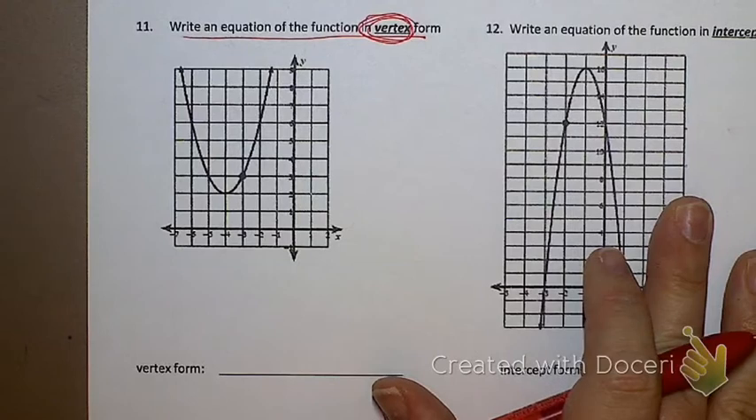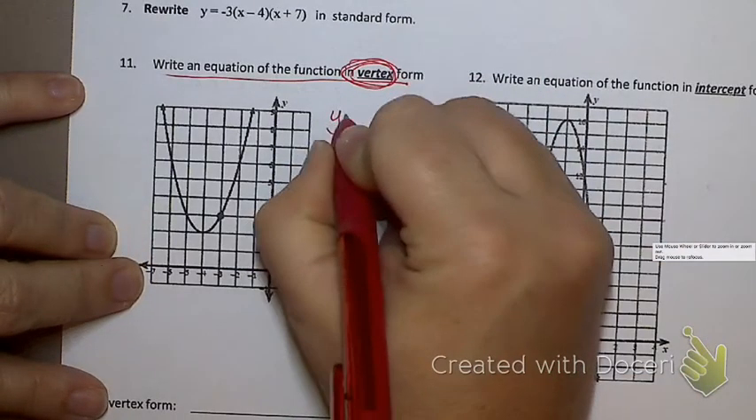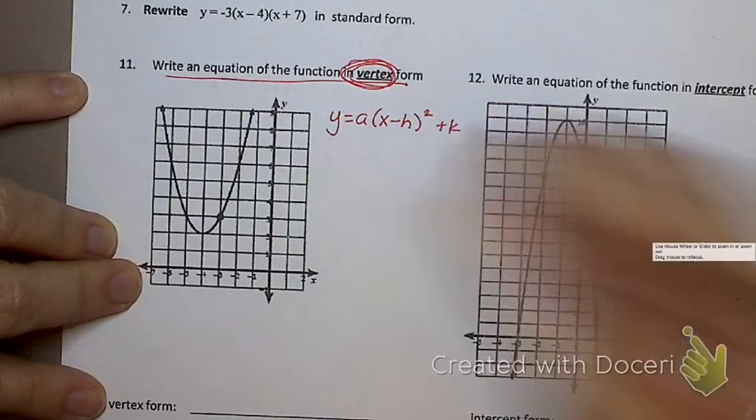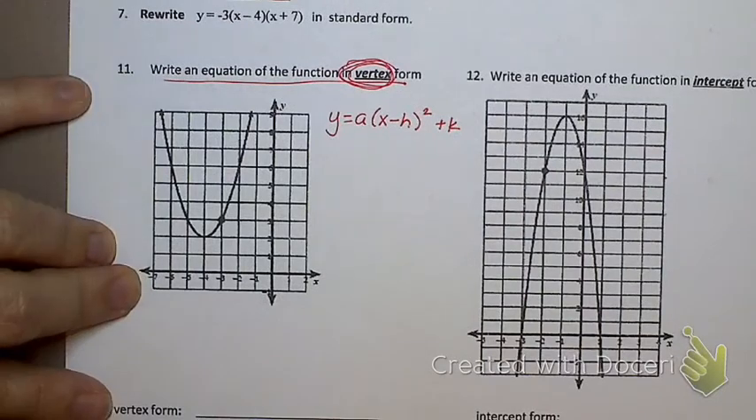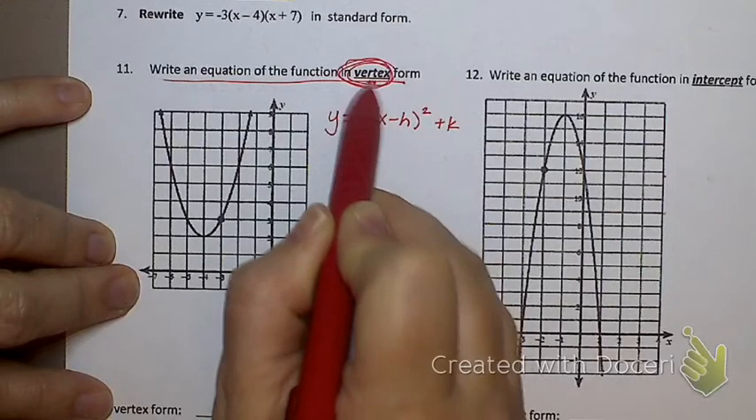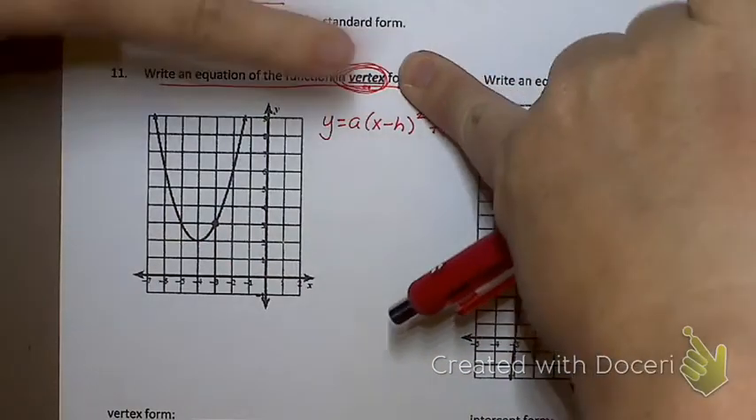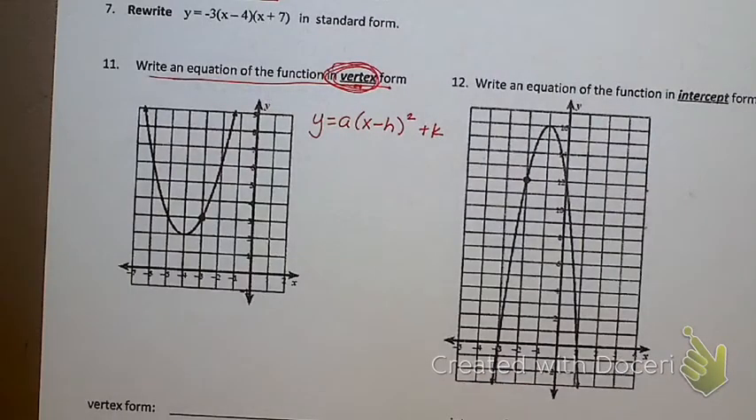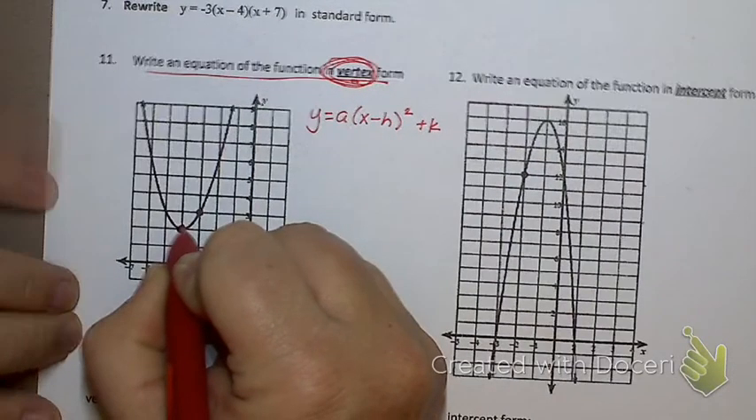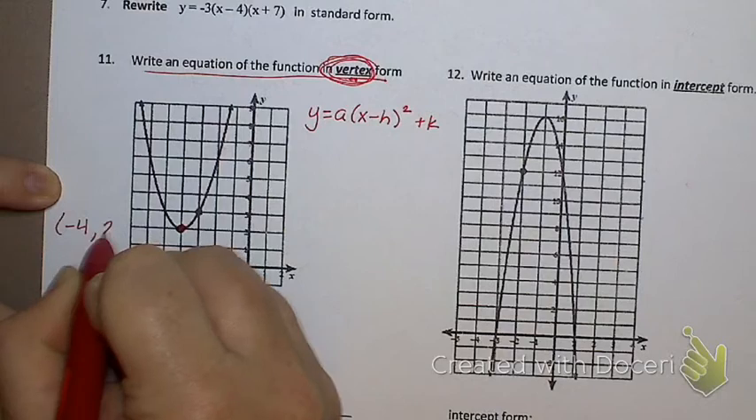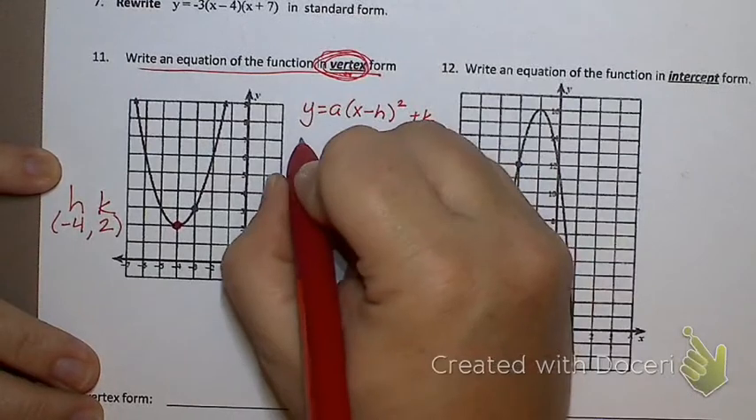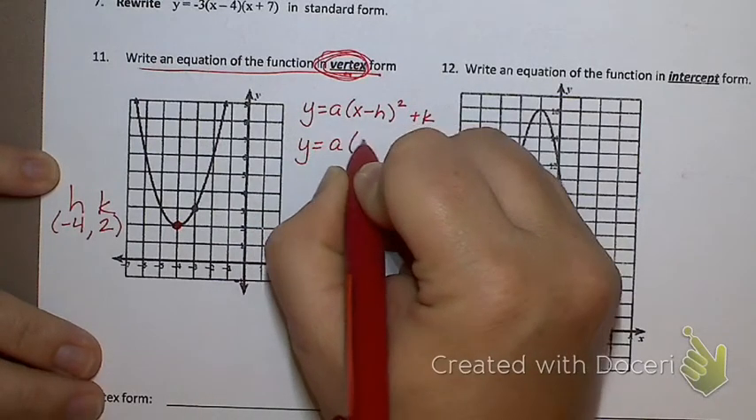Vertex form is y equals a times parentheses x minus h squared plus k. And where do I get h and k from? From the vertex. That's why it's called vertex form. So, what is my vertex here? I think my vertex is right there. Negative 4, comma 2. There's my h, and there's my k. So at this point, I know my equation is y equals a times x.